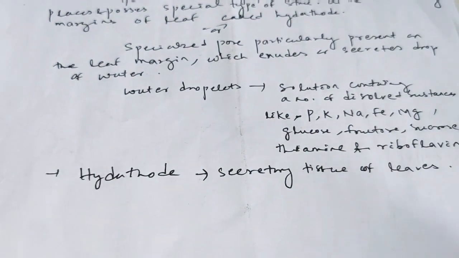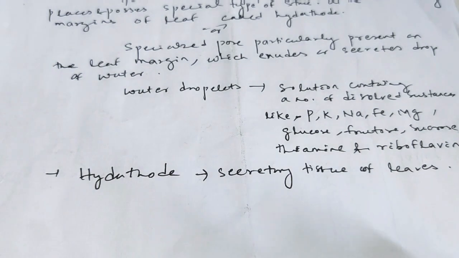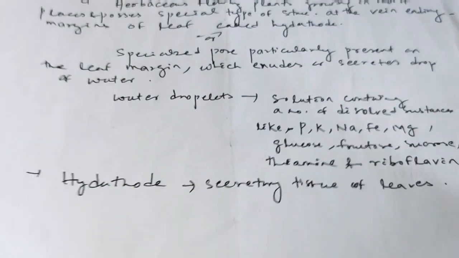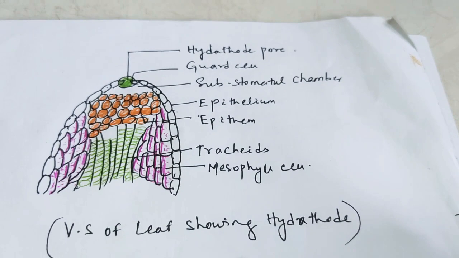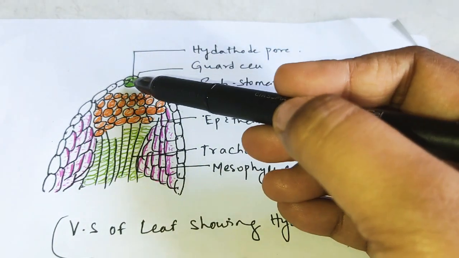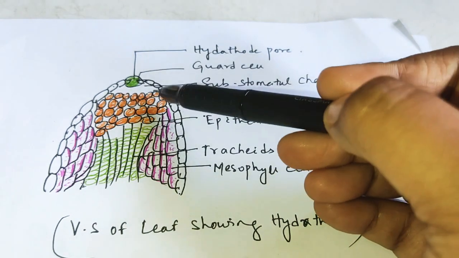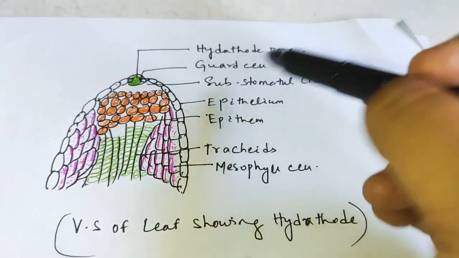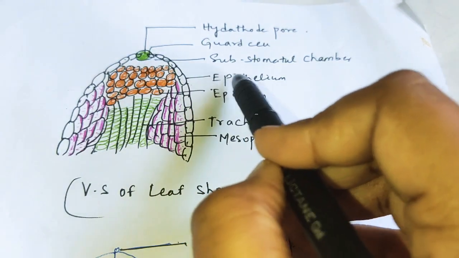And these are mainly made up of parenchymatous cells with numerous intercellular spaces that form the epithem. Here I have a structure of the hydathode. You can see here, this one is the hydathode. So in this part, guard cells are present. Here is the substomatal chamber. The outer region is the epidermis.